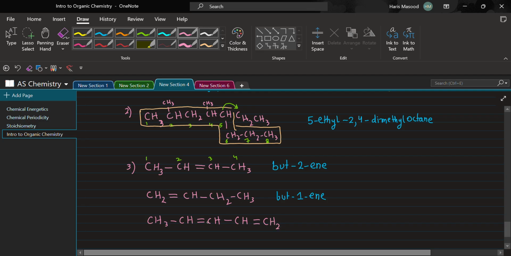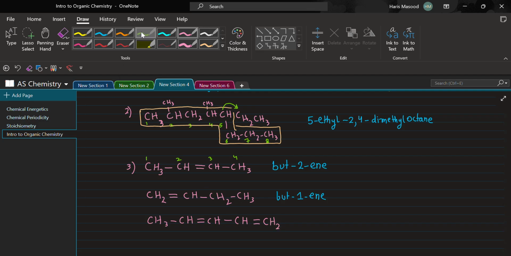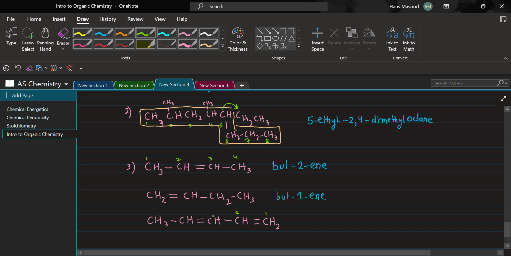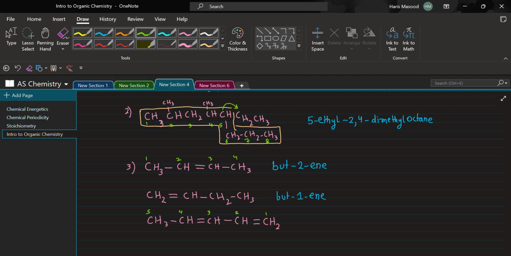Okay, now we have two double bonds. The chain is straight, so we're just going to select the one. I selected from this side because here the functional group was much closer, starting much closer. What could be the name of this compound?